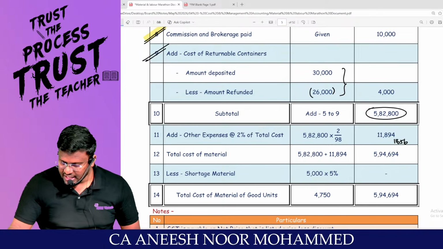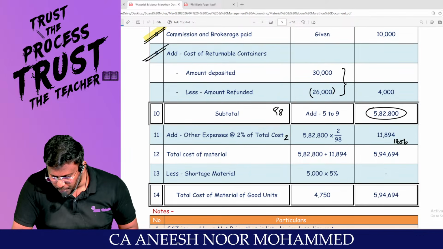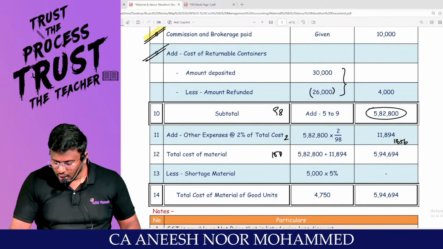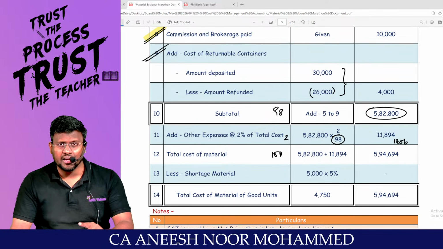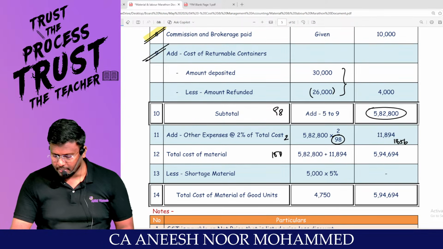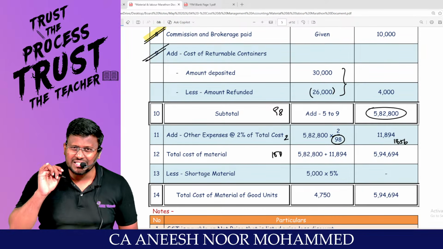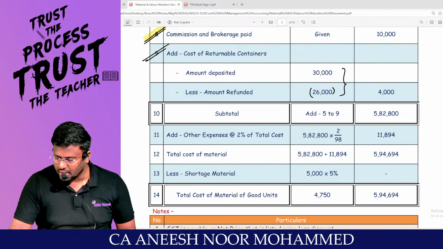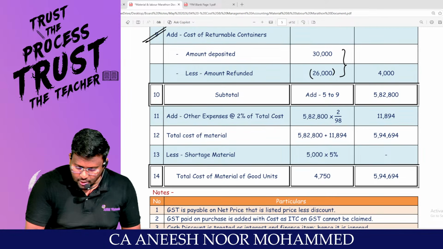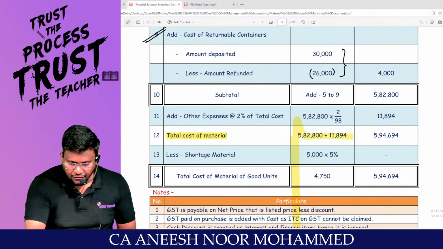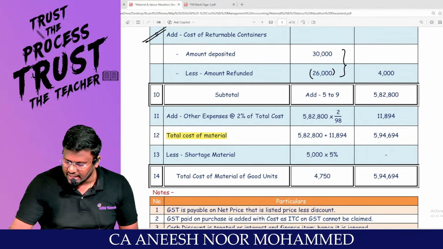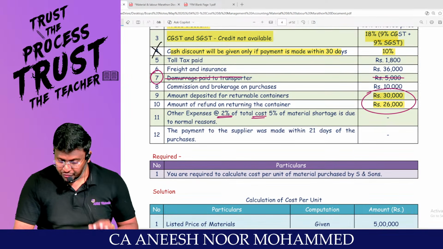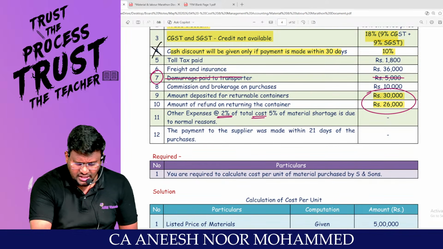That means if this is 98, 2 rupees is the other expenses, then only total cost will be 100. So this should be taken as 98, a very important adjustment for our examination, my dear lovable students. So take it as inclusive, don't take it as exclusive. I believe that you are able to appreciate or understand what I am talking to you. So you'll be getting total cost of material, sir, 5,94,694 is the total cost you have incurred. And 5% of the material shortage is due to normal reasons.